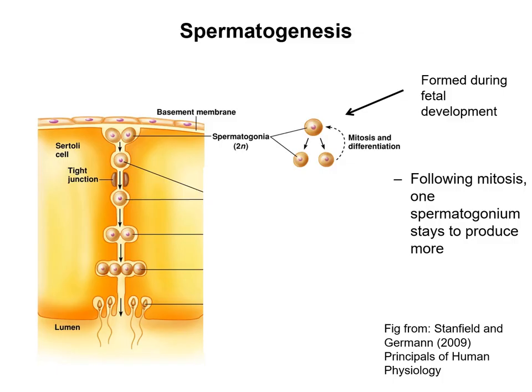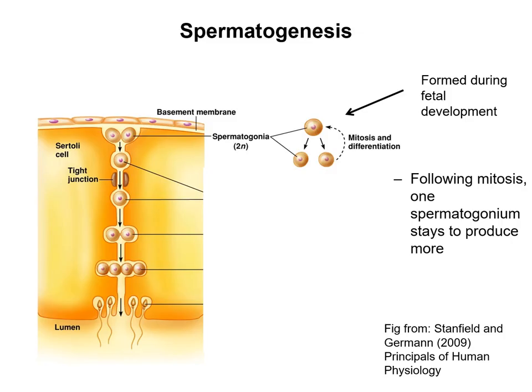So when the male baby is in the womb, we have these germ cells, the spermatogonia, that are first created. And what happens is they keep dividing throughout life. That is one key difference between males and females. The spermatogonia actually continue to divide through mitosis. So mitosis is going to create duplicate cells that are 2N, that are full diploid cells.